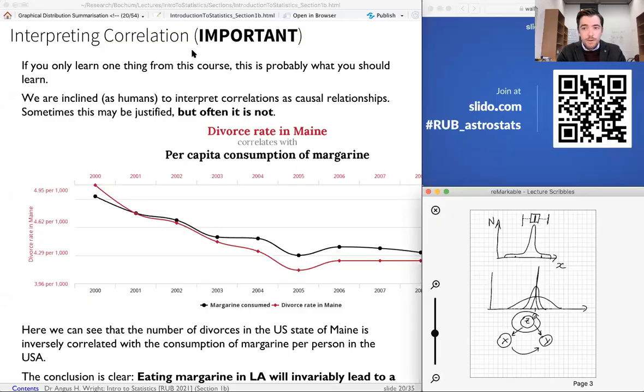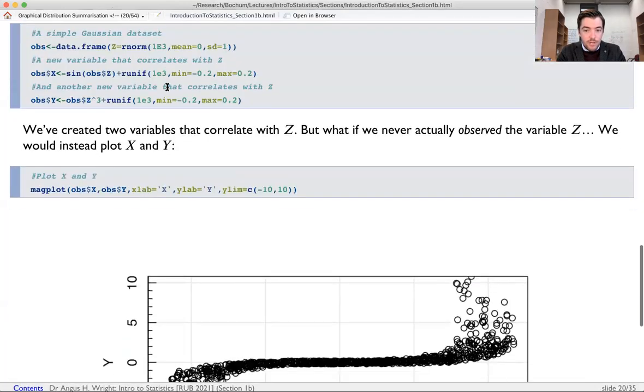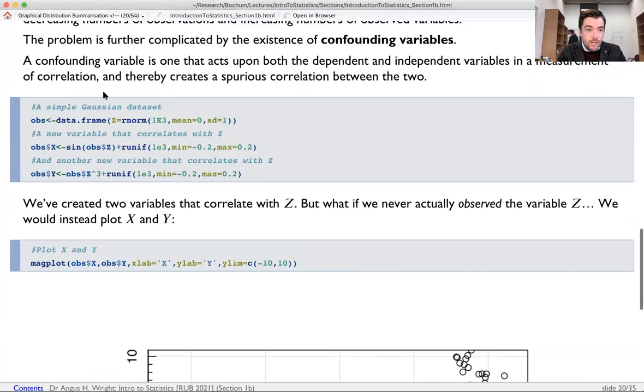Okay, so we can demonstrate this really simply by doing exactly that simulation. We can create a variable z that has just Gaussian behavior, mean 0, standard deviation 1. We can then create a new variable x that is a simple function of z plus some noise.